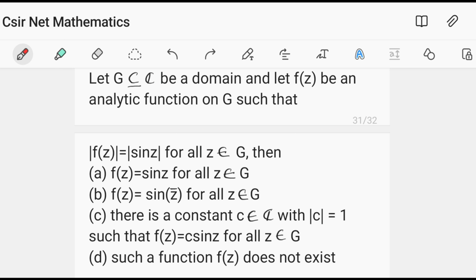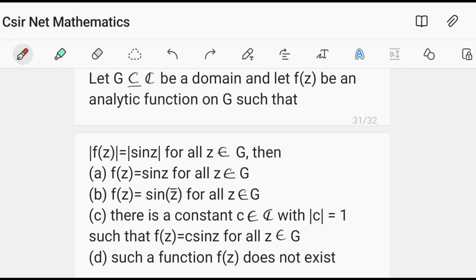The first option says f of z is sin z for all z belonging to G. The second option says f of z is equal to sin of z conjugate for all z belonging to G. The third option says there is a constant C belonging to capital C, the complex numbers, with mod C equal to 1, such that f of z is equal to C times sin z for all z belonging to G. The last option says such a function f of z does not exist.